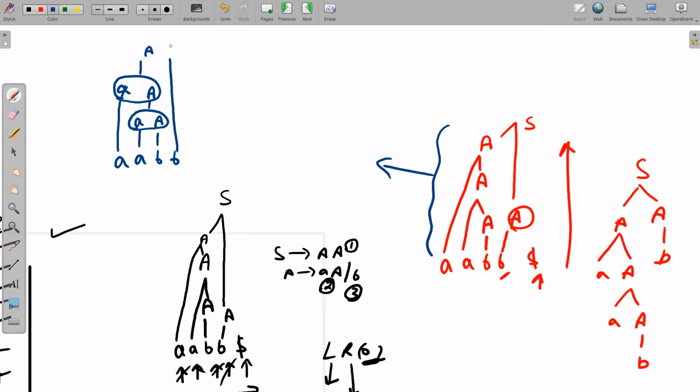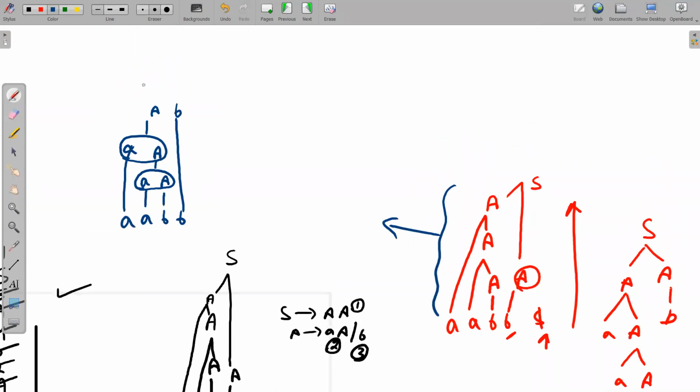Yeah, so we have reduced. Okay, so let me take it here only. We have got this AB, and then we have reduced this B to A. So we have got double A, and then this double A is reduced to S. So what exactly have we done?